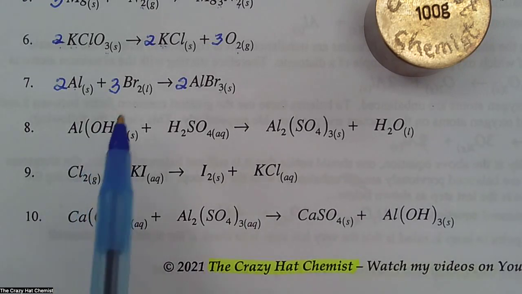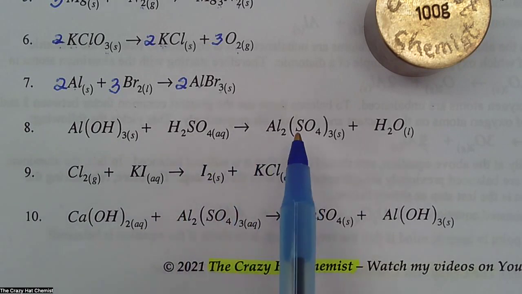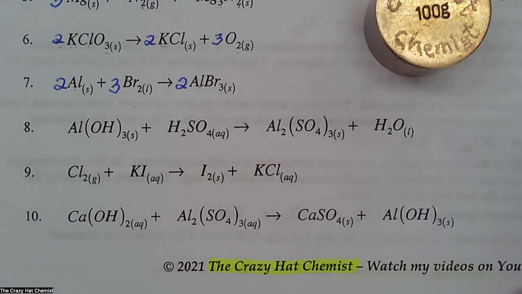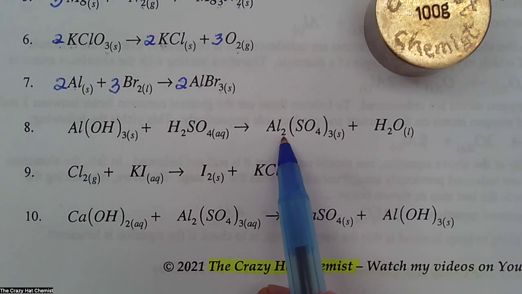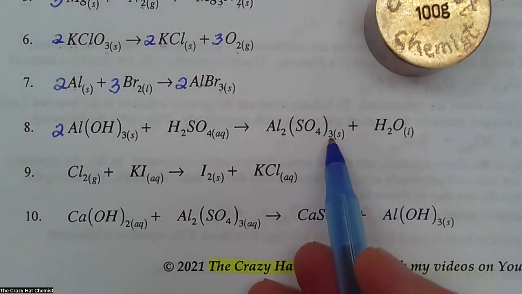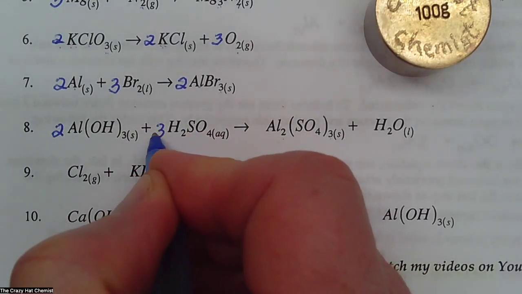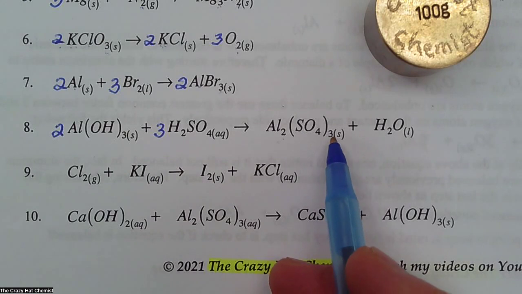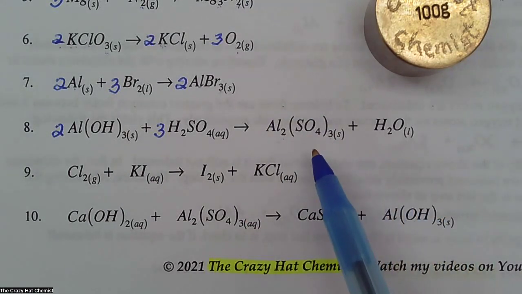This next one here is aluminum hydroxide plus sulfuric acid produces aluminum sulfate and water. Okay, so on this problem here, we're going to start off with the most complicated formula, which is this aluminum sulfate. I have 2 aluminums, 1 aluminum. I'm going to place a 2 right here. I have 3 sulfurs, 1 sulfur. I'm going to place a 3 right there. This is very similar to problem number 4 that you can't see, but you can look at the previous problem number 4.